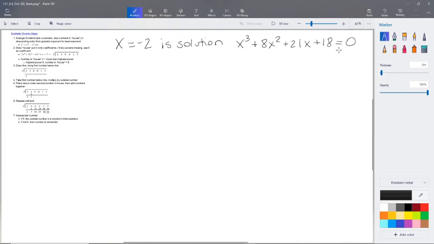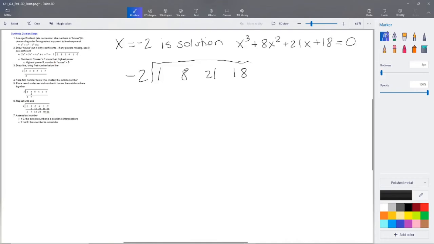All right, so that's good. It's kind of a reassurance. Let's set this up then. Negative 2 goes on the outside of our house. On the inside of the house is 1x cubed, 8x squared, 21x, and an 18. Again, notice how the x's did not go inside of the house here. We just put in the coefficients, and the coefficient to x cubed is 1.